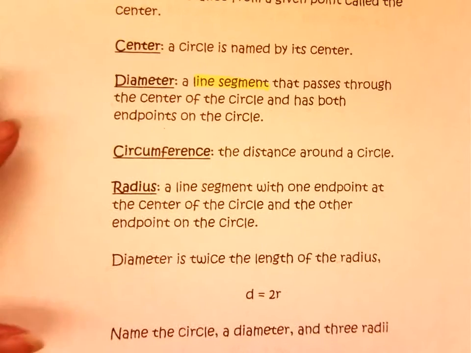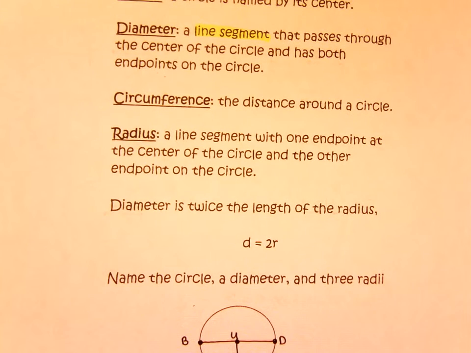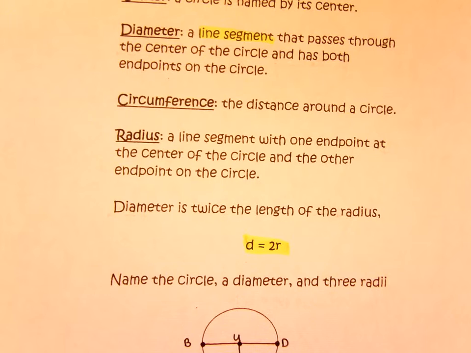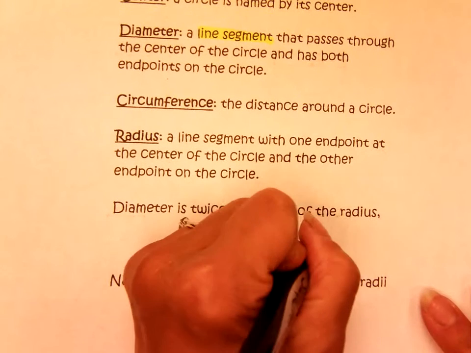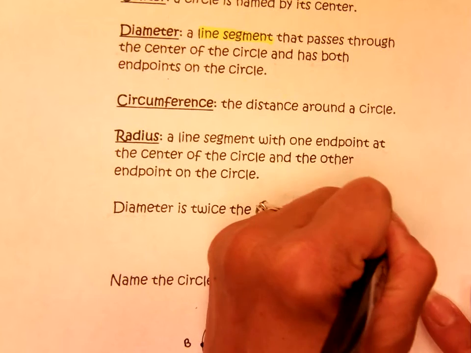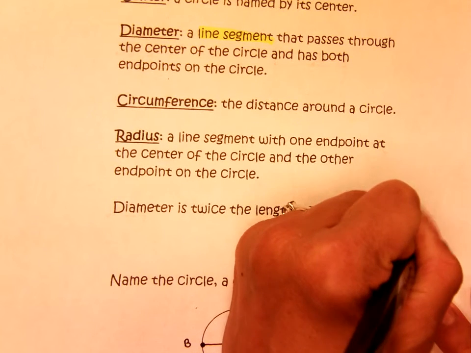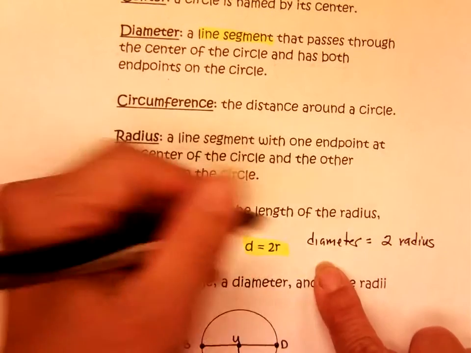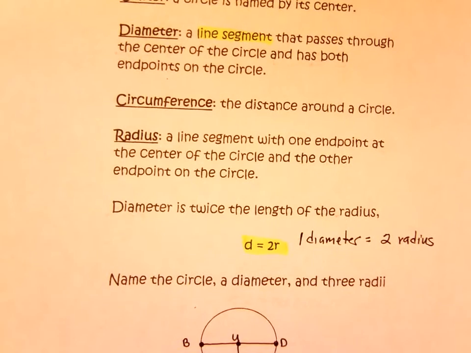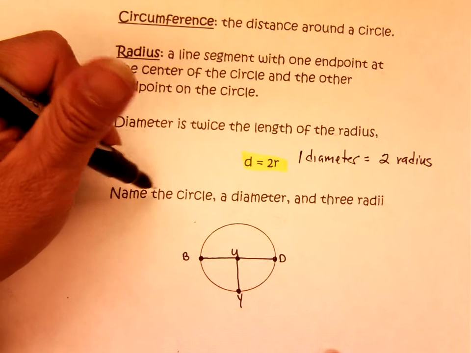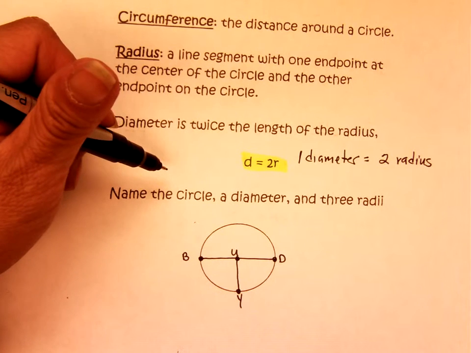So here's a formula you have to know. D is equal to 2r. That is the formula. So diameter is equal to 2 radius. So it takes 2 radii to equal 1 diameter. That's what it's saying. So in your class, you're going to see something that says, name the circle, a diameter, and 3 radii.